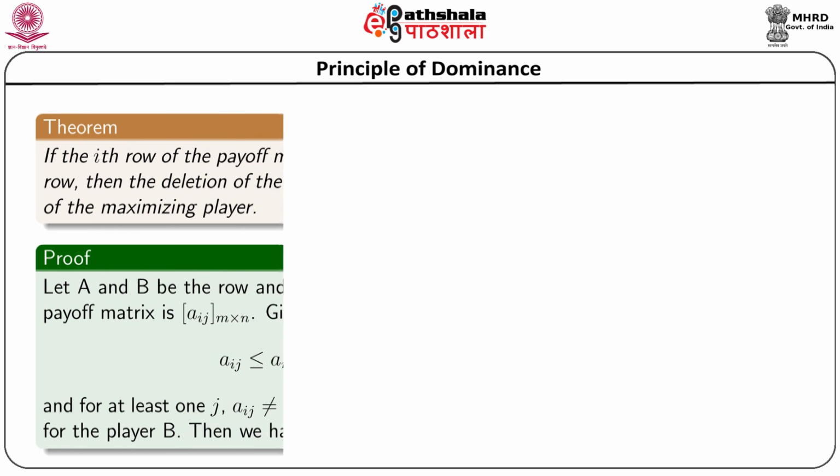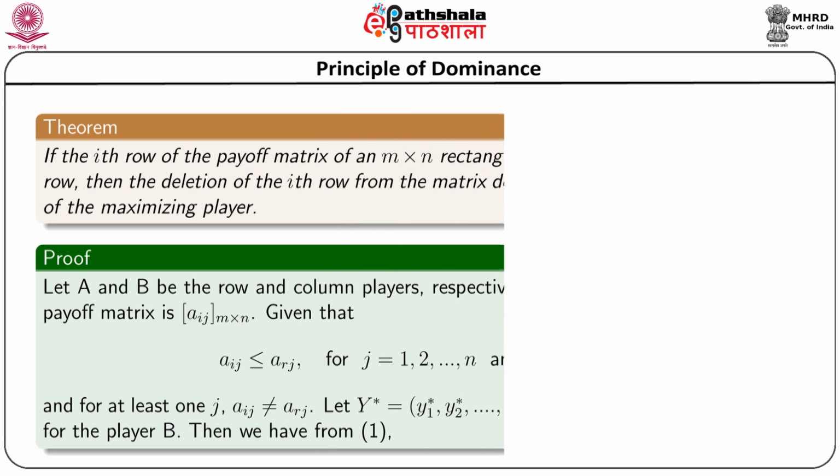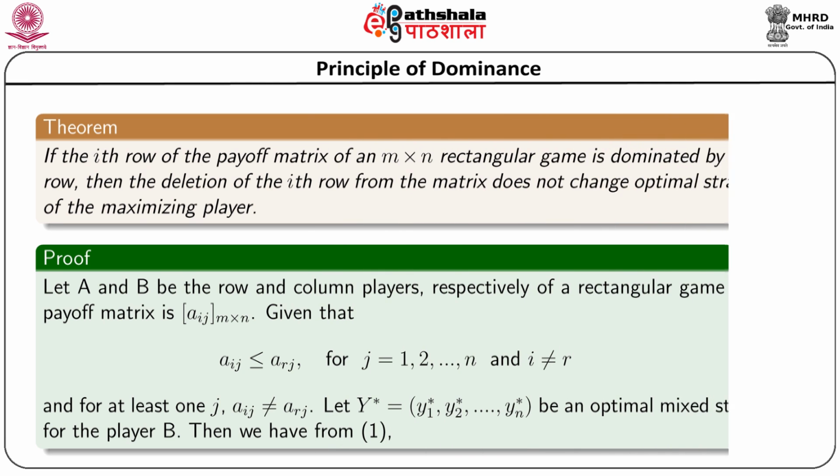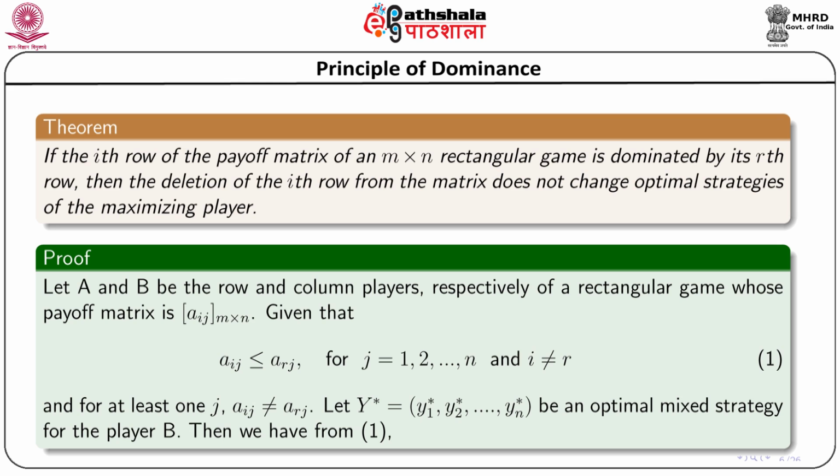Now, we will prove some important results relevant to the principle of dominance. If the ith row of the pair matrix of an m by n rectangular game is dominated by its rth row, then the deletion of the ith row from the matrix does not change the optimal strategies of the maximizing player.